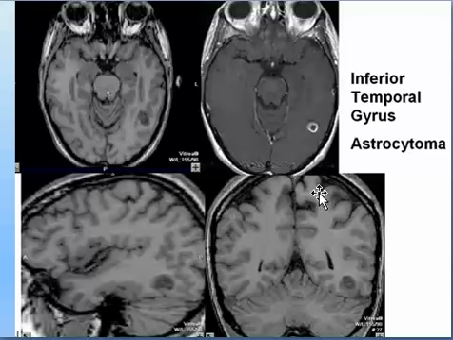Here the lesion, as we said before, that this temporal lobe is divided into superior, middle, and posterior temporal and the inferior temporal gyri. The lesion here is involving the inferior temporal gyrus near to the cerebellum.